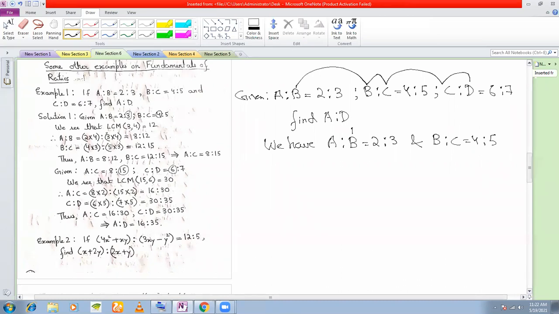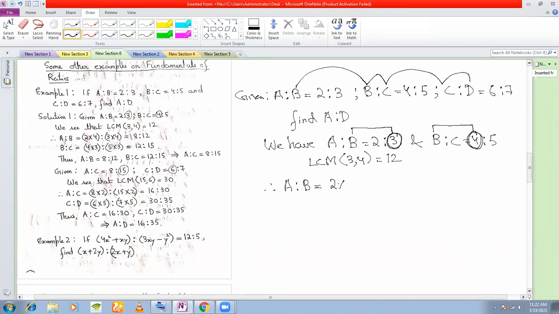See that the consequent corresponding to B in the first ratio is 3, and the antecedent corresponding to B in the second ratio is 4. So we take the LCM of 3 and 4. LCM of 3 and 4 is 12. Why are we doing this? We are doing this because we want to make this 3 and this 4 equal. The consequent of the first ratio and the antecedent of the second ratio, you want to make equal.